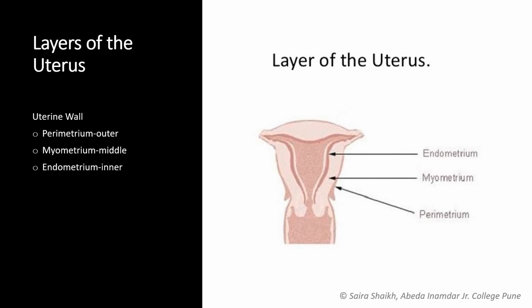The uterus has three layers which together form the uterine wall. From inner to outer side, these layers are endometrium, myometrium, and perimetrium. The endometrium is the inner layer of the uterus. It is glandular and secretes uterine secretion. The myometrium is the middle layer. It is thick and made up of smooth muscles. The perimetrium is the outer thin layer which connects the uterus with the body wall.